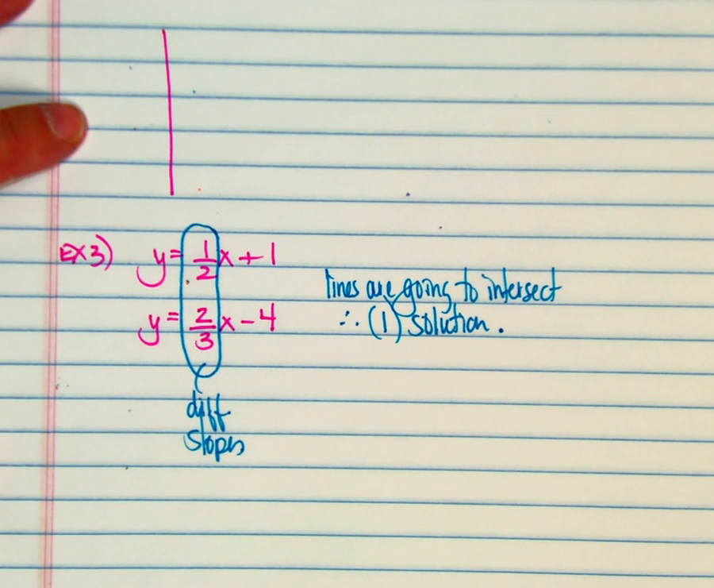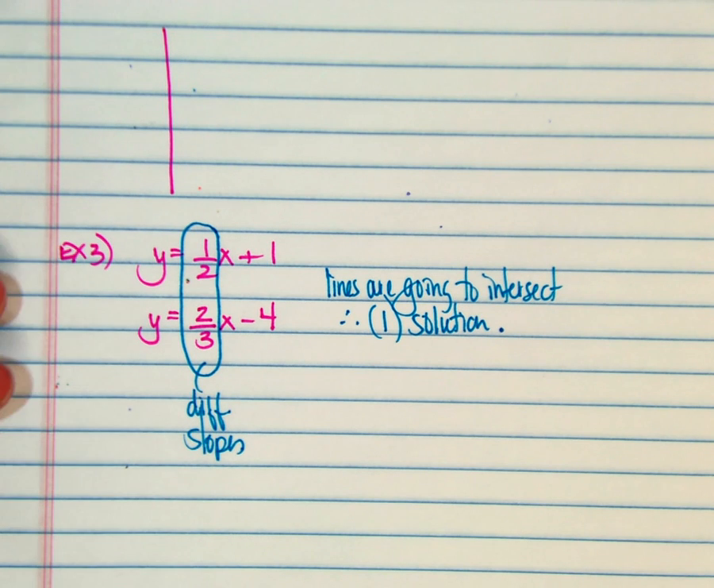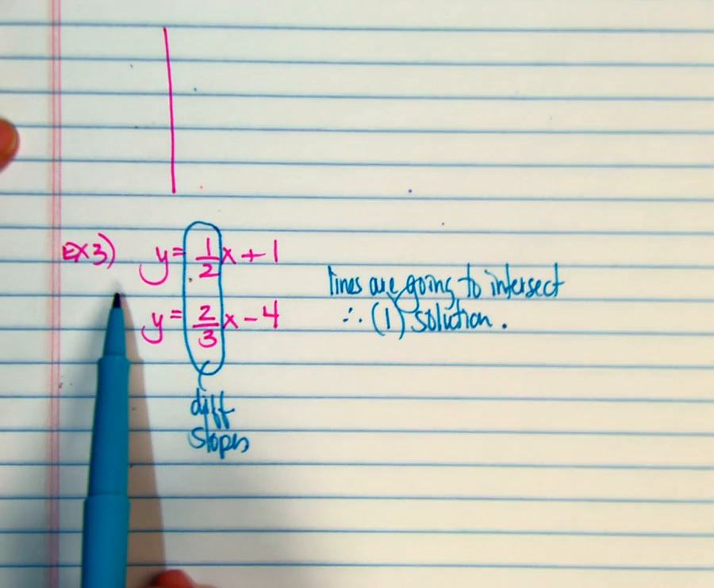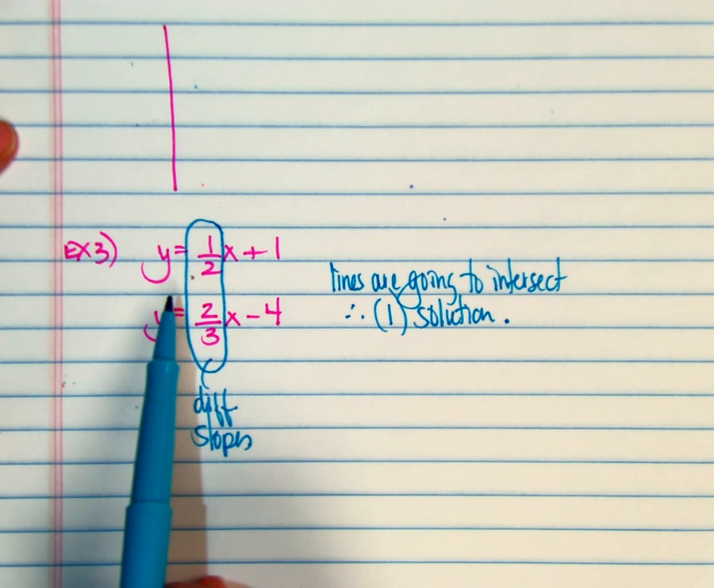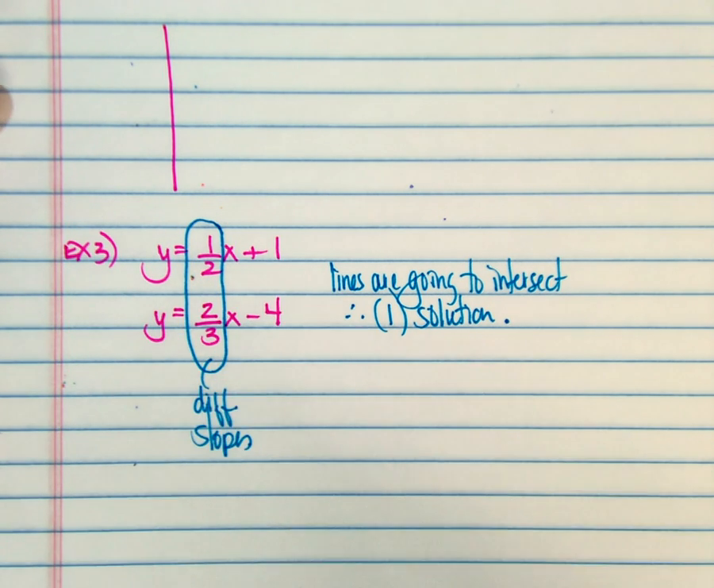And just kind of refreshing your memory a little bit, when you are graphing or when you are determining this, get your equations in slope-intercept form. So y equals mx plus b. It's going to be the easiest way to look at your slope and look at your y-intercepts at the same time.